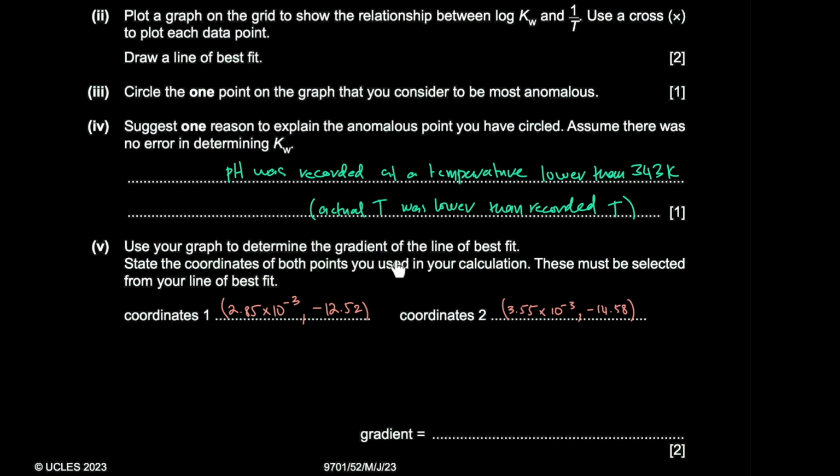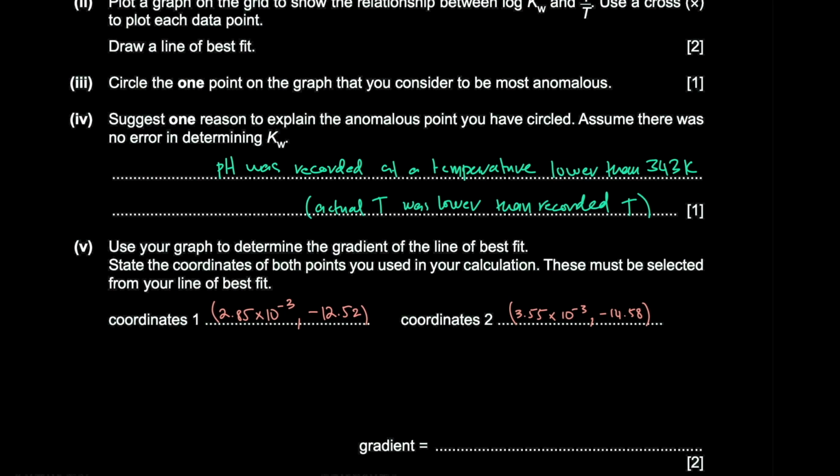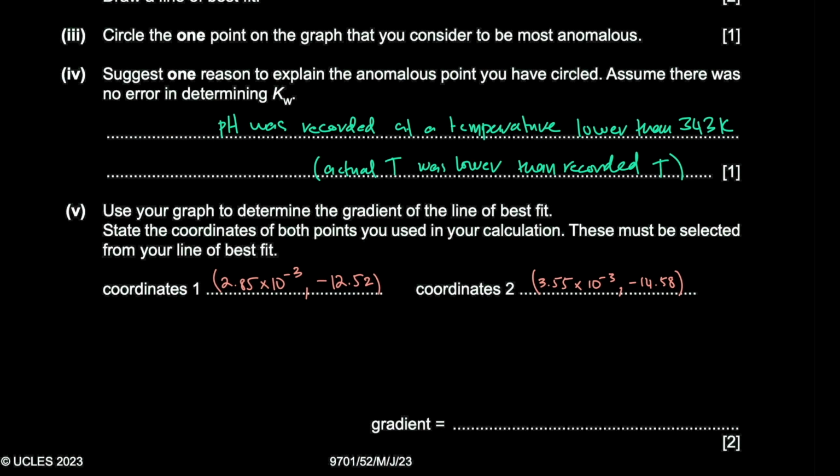Use your graph to determine the gradient of the line of best fit. State the coordinates of both points you used in your calculation. These must be selected from your line of best fit. We can't use the plotted points. And again, the points that you choose should be as far away from each other as possible.